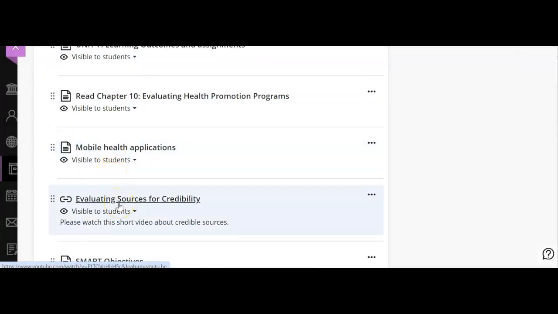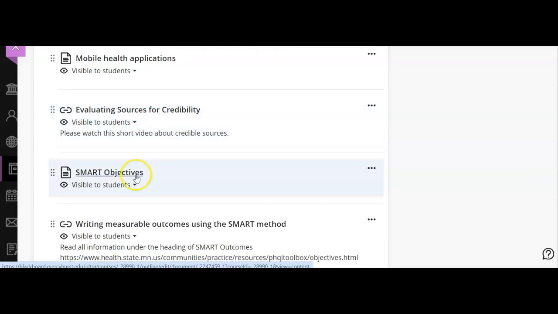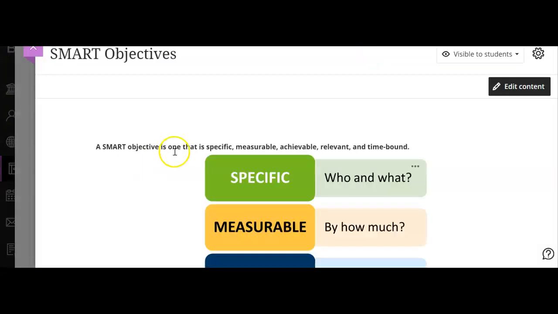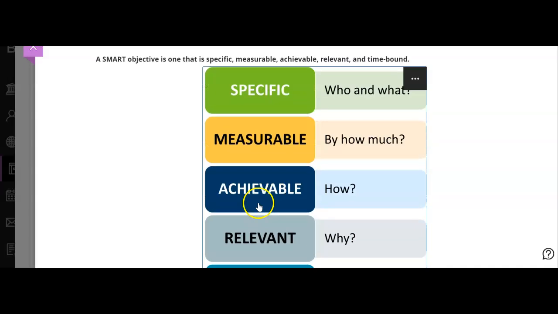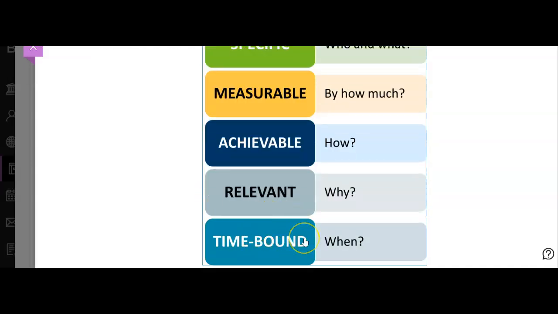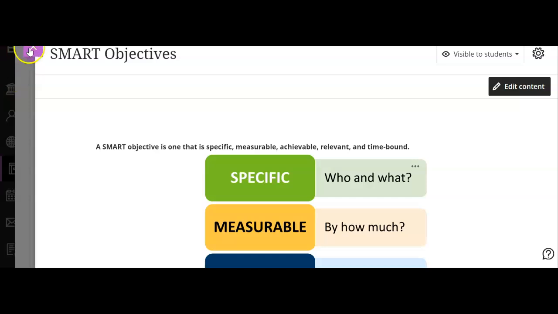There's a short 3-minute video about how to really evaluate sources. So you're using sources, you're using evidence, you're using articles and web links, etc. How do you evaluate whether or not those links are credible? It's very short, but it's great. This next one is about SMART objectives, or no, it's not a document, I'm sorry. It's an infographic, a graphic. So when we say a SMART outcome or objective, what are we looking at? Being specific, measurable, achievable, relevant, and time-bound. This is just a nice visual for you.